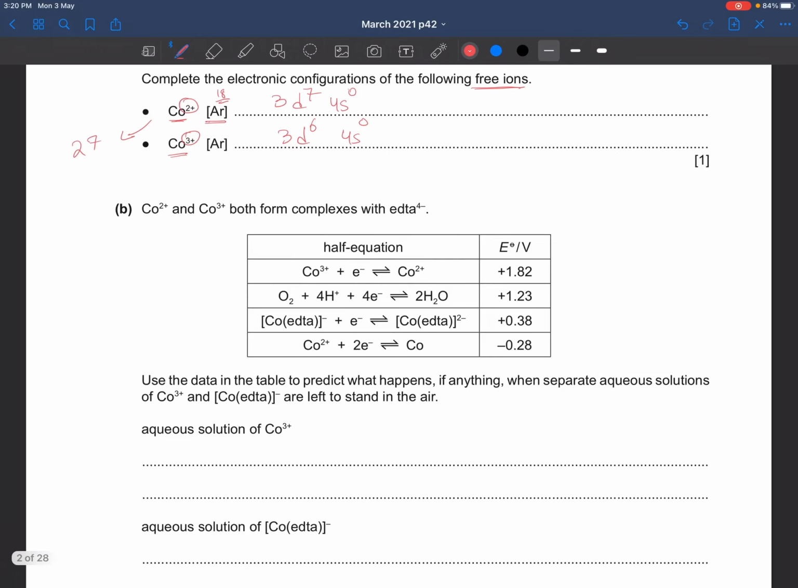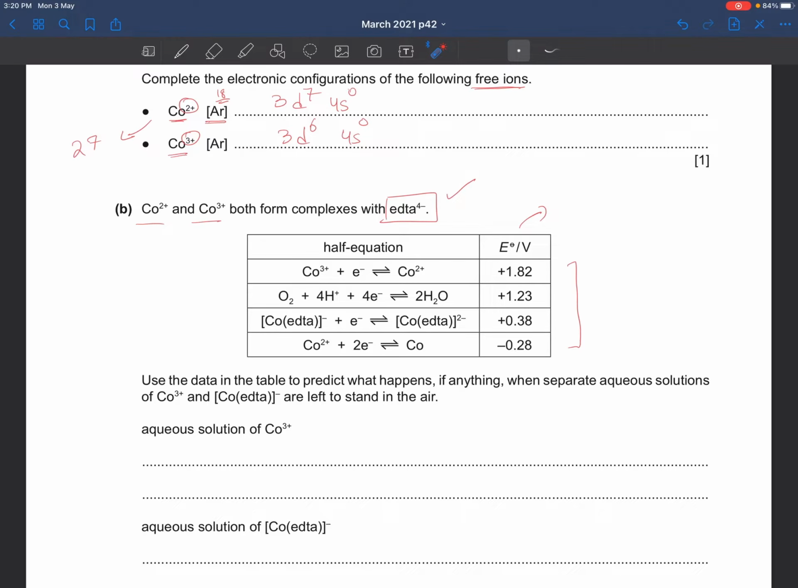Now the next question is: Co2+ and Co3+ both form complexes with EDTA4-. This is the ligand, EDTA4-. So cobalt +2 and +3 both form complexes with this ligand, and we have 4 half equations mentioned with the E0 values as well. Use the data in the table to predict what happens, if anything, like if the reaction is happening. If not, then you can simply say that nothing would happen.